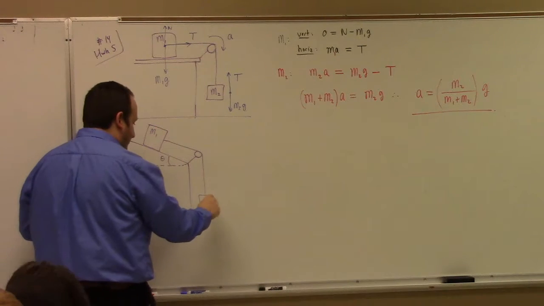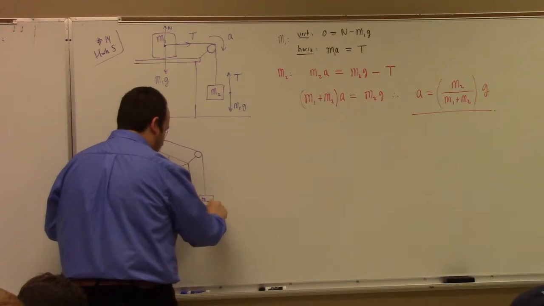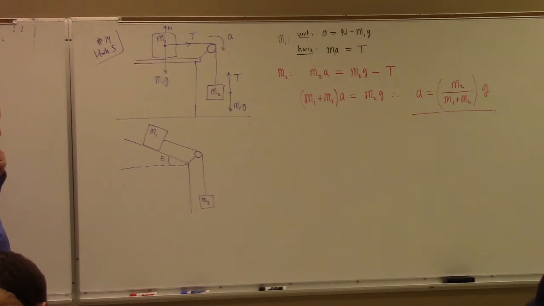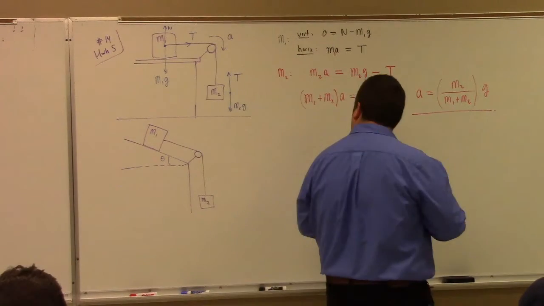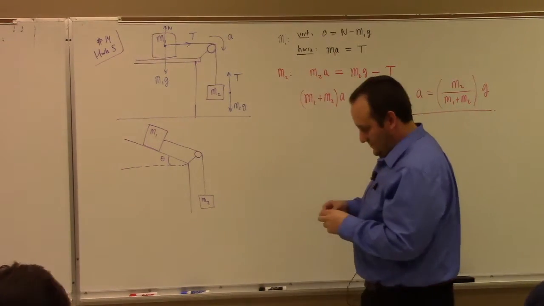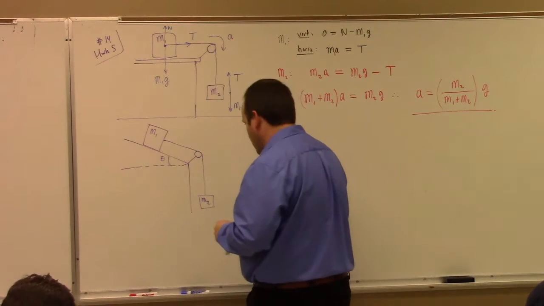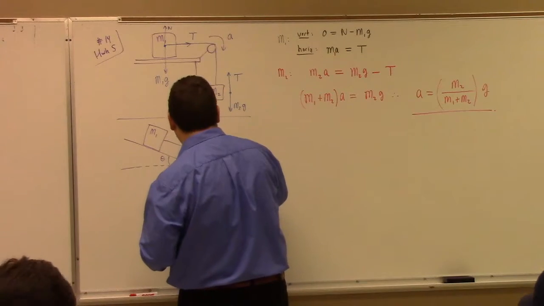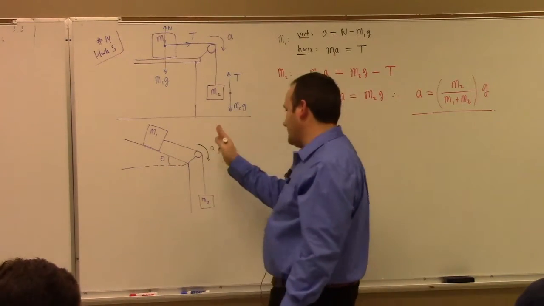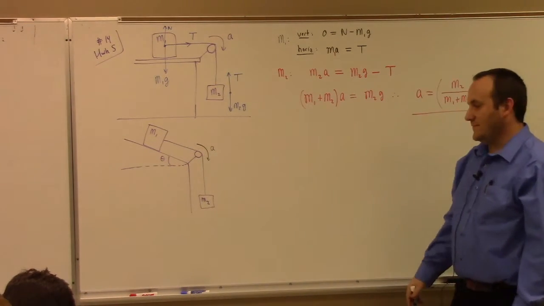I usually add friction to this problem. It occurs to me, though, I could add an angle. Like that. How does that change things? Just the components of M1, and the normal force changes a little bit. Right. So I'll make A the same, right?